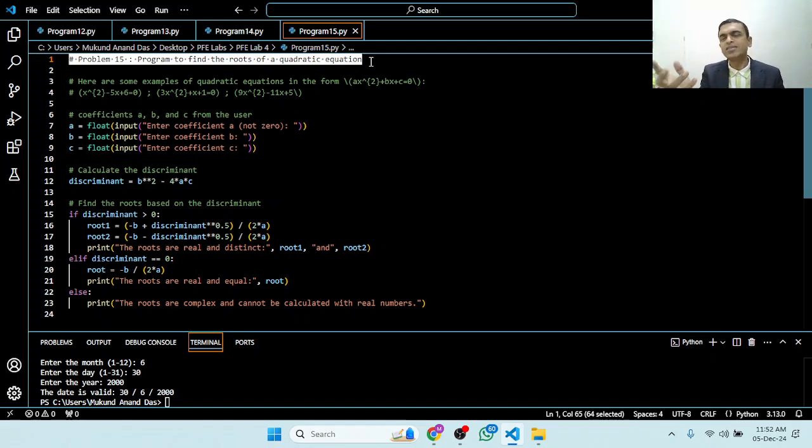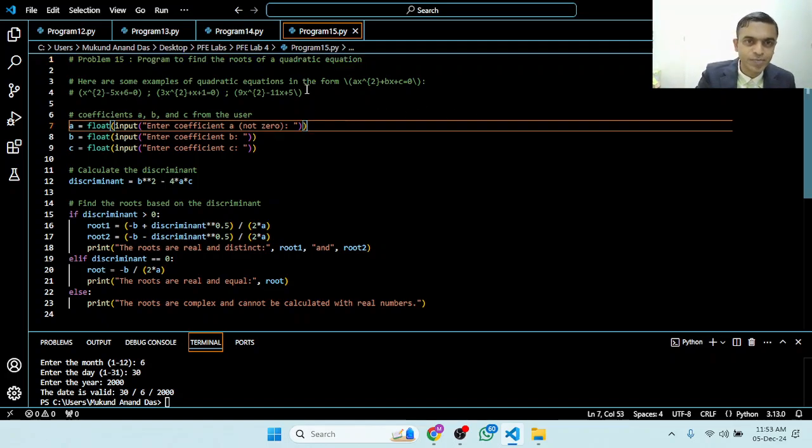Say somebody is throwing a ball. When you are throwing a ball, the ball will not go in a straight line. Your force is acting on the ball. Gravity is also acting in the downward direction. So the ball will follow a curve, and this curve will be represented by an equation like ax square plus bx plus c. Now we want to find out the two roots in this case.